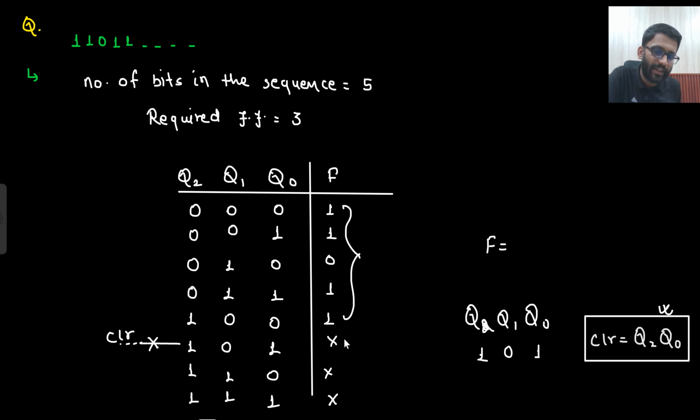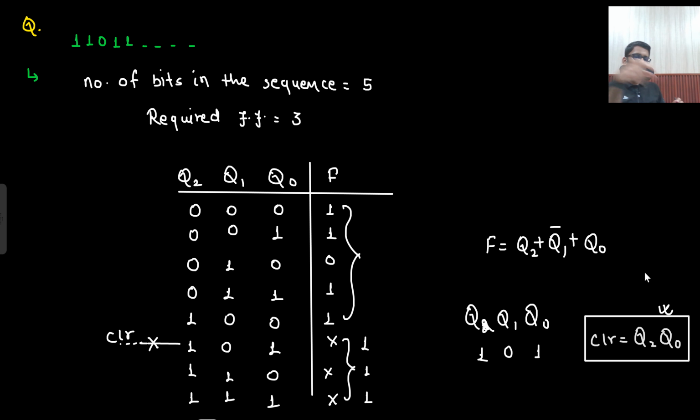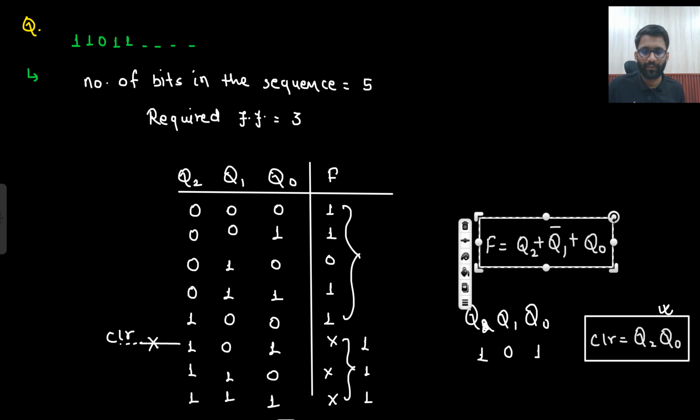No. What I do is that all these don't care squares are there. I can consider all these as 1. If I consider all these as 1, then I will be left with only one max term. That is 0, 1, 0. So I can write my F is Q2 plus Q1 bar plus Q naught. This is your final output F.